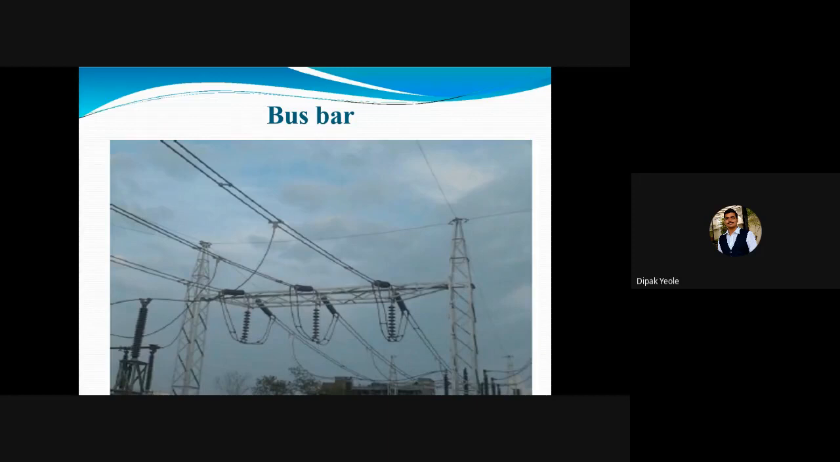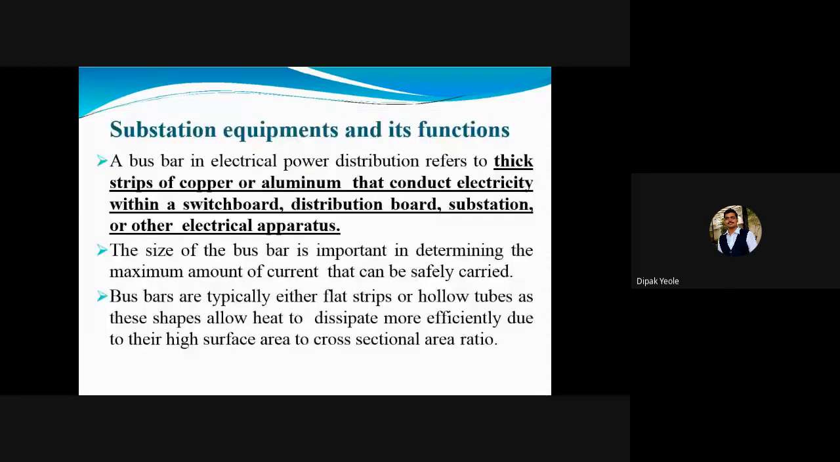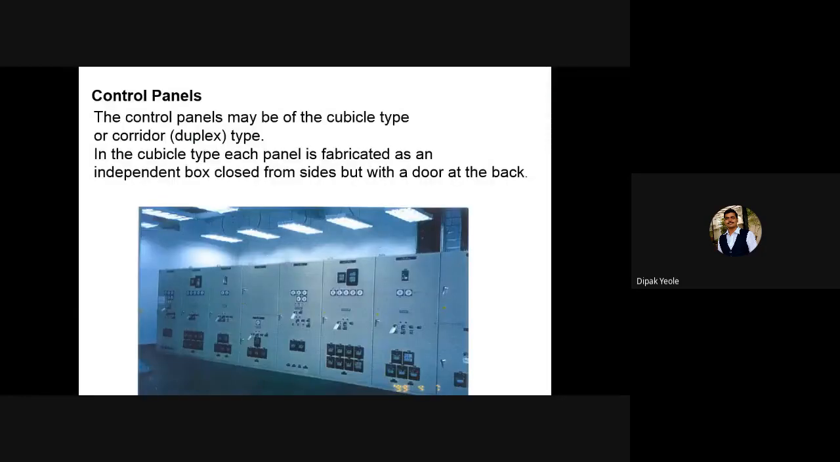And these are made up of thick strips of copper or aluminium. Okay. The next part is the control panel. Obviously we need the control panel inside the substation because this control panel plays an important role in controlling things. For controlling the circuit breaker, or you can say the voltage and the current, we need the control panel. And obviously this control panel is situated in the operator's room.